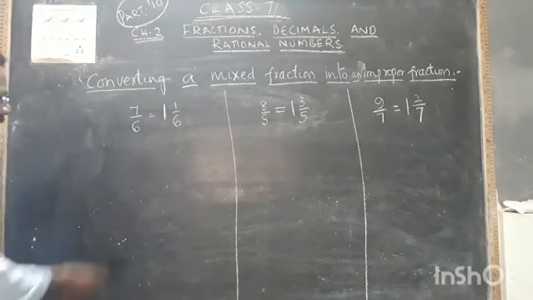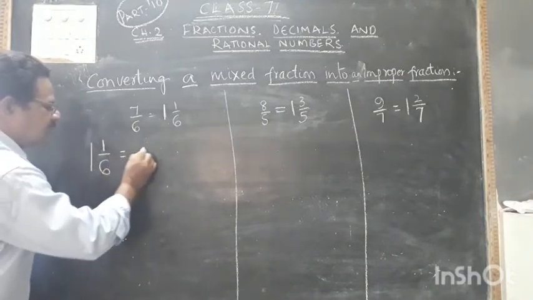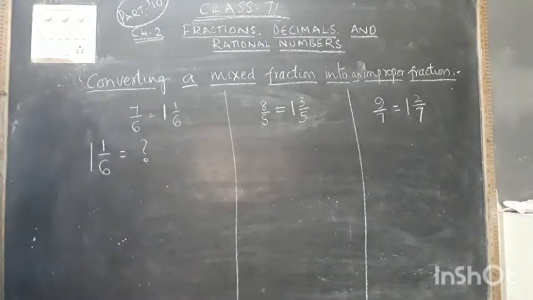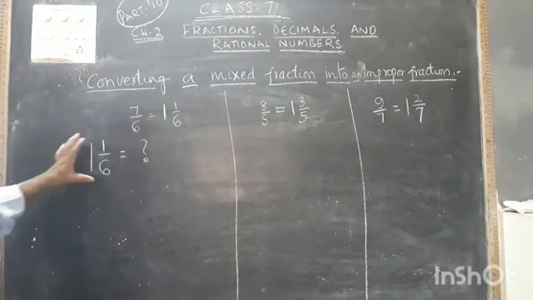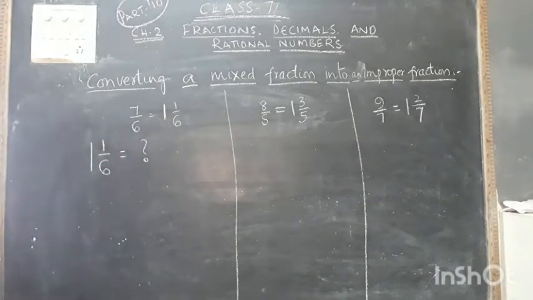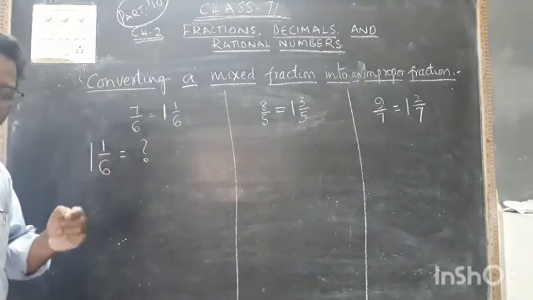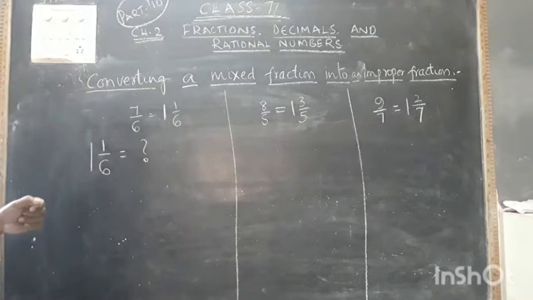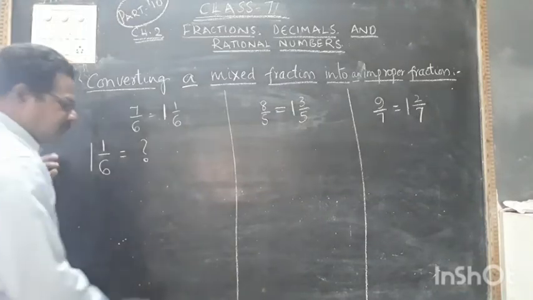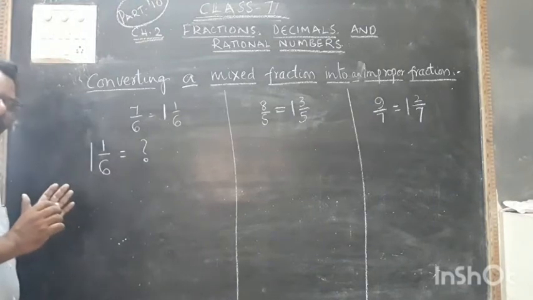Suppose now I have given you a mixed fraction 1 and 1 by 6. This is equal to how much? That means please convert the mixed fraction into an improper fraction. Means how to do it. Okay. So this we have to do. Before doing this one, we have to understand the divisibility criteria. Divisibility.